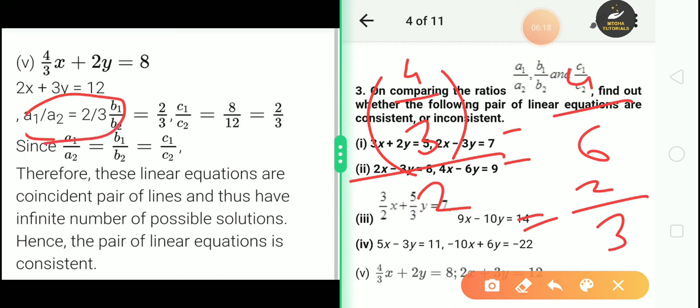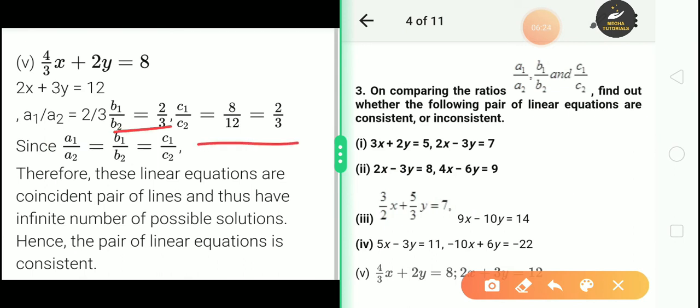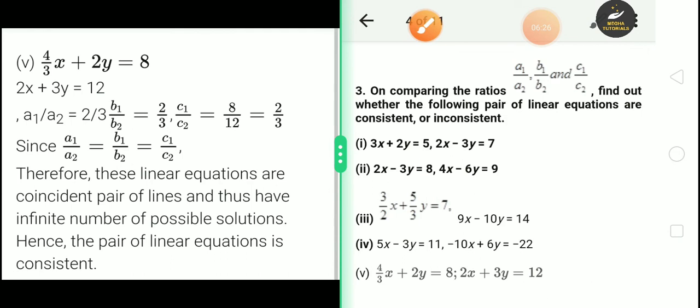Now b1 upon b2 is 2 upon 3, and c1 upon c2 is 8 upon 12, which is also 2 upon 3. So in this case also the ratios are equal. a1 upon a2 is equal to b1 upon b2 is equal to c1 upon c2. It represents that the equations are representing coincident lines. It means we are getting infinite solutions, and since we are getting infinite solutions, the given equations are consistent. So this is the final answer.